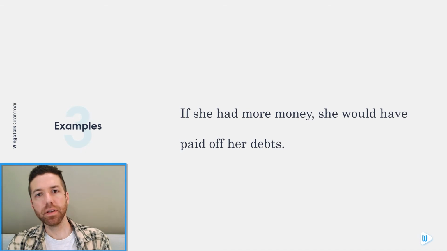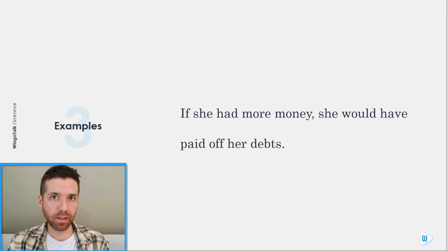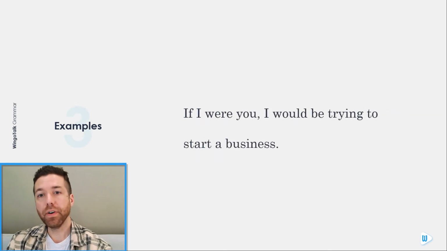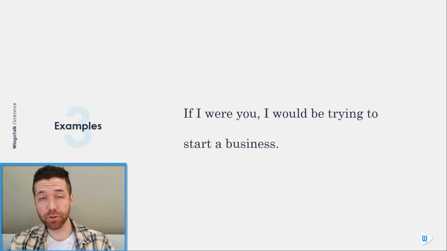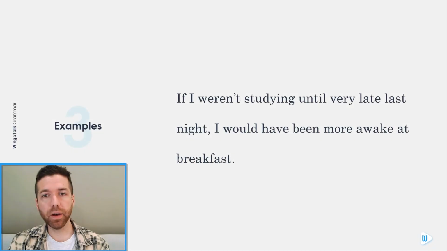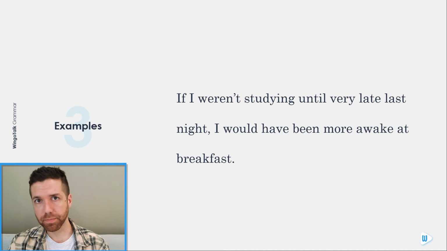Example sentences. If she had more money, she would have paid off her debts. Notice that word debt. There is no B sound. It sounds like D-E-T-S. If I were you, I would be trying to start a business. If I weren't studying until very late last night, I would have been more awake at breakfast.